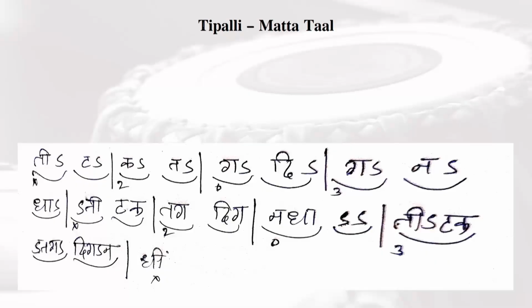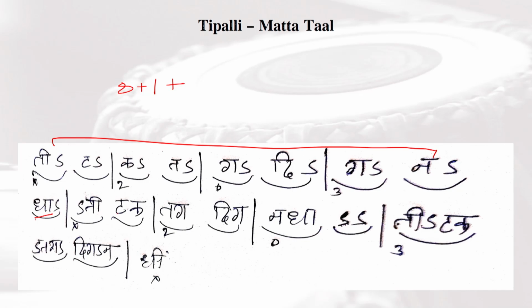So we have a Tipalli in Matta Tal now. You can see the length: Ti, Tita, Kata, Gadi, Gana. Tita, Kata, Gadi, Gana. So this is 8 matra length. So we can write here 8 matra. That is 1 matra pause. 1 matra pause.